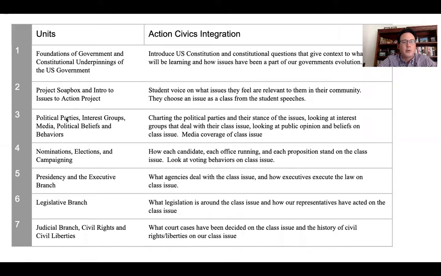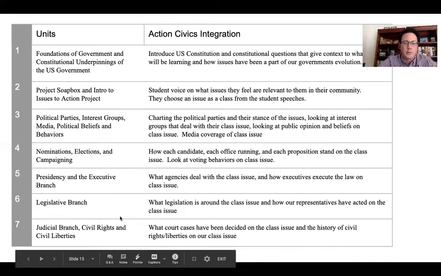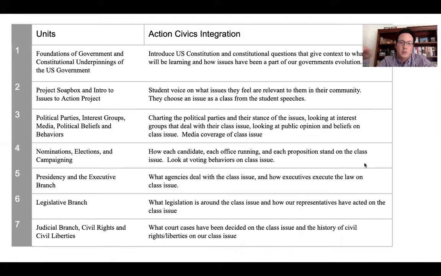I have political parties, interest groups, media, political beliefs, and behaviors. I know that's like 3 units for AP, but I put it into 1. And then I've threaded nominations, elections, which I pull out, the presidency, the executive branch, the legislative branch, and the judicial branch. I pull those out, and then I put civil rights and civil liberties. And what I've done is the reason I have them in order is basically because of action civics.